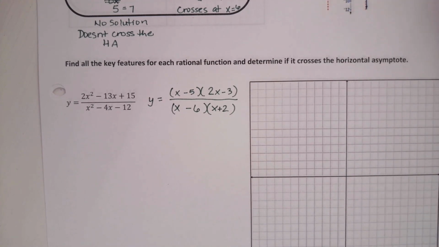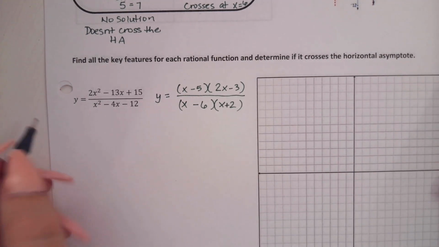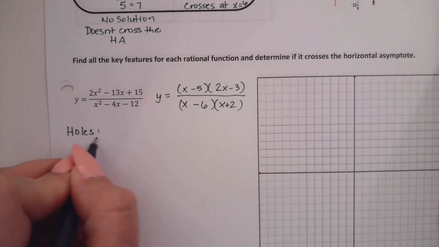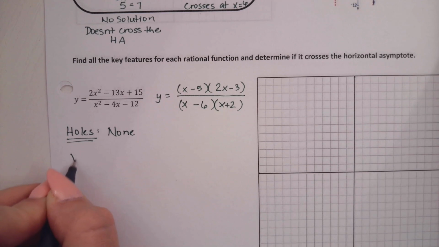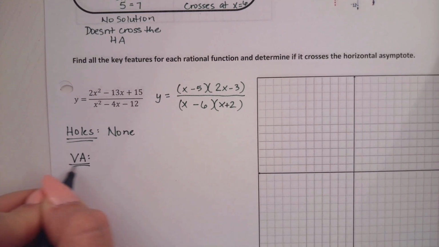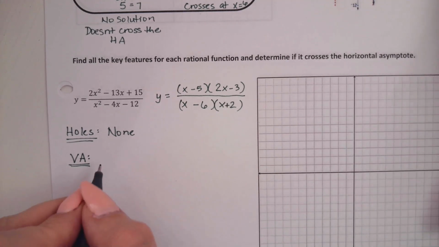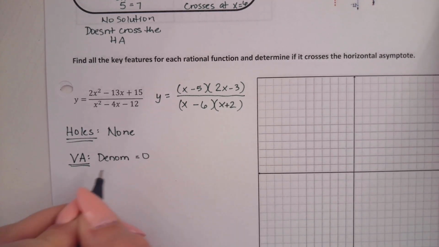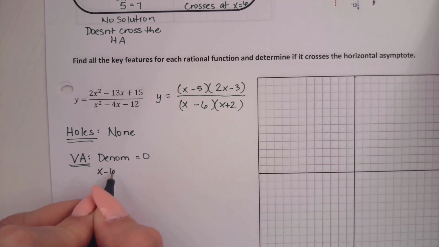Looking through that, can I cancel any? No, bummer. I want to cancel because then it makes things easier, but it doesn't. What does that tell me about my graph? There are no holes. Okay, next up, vertical asymptote. How do I find that again? That's where your denominator equals 0. If I have 2 factors in my denominator, what does that tell me about my vertical asymptotes? There are 2.